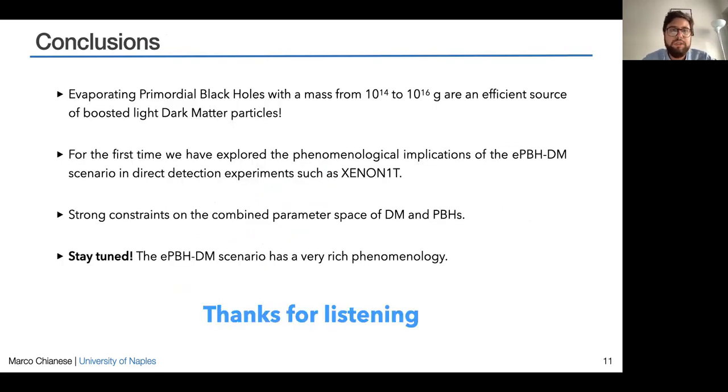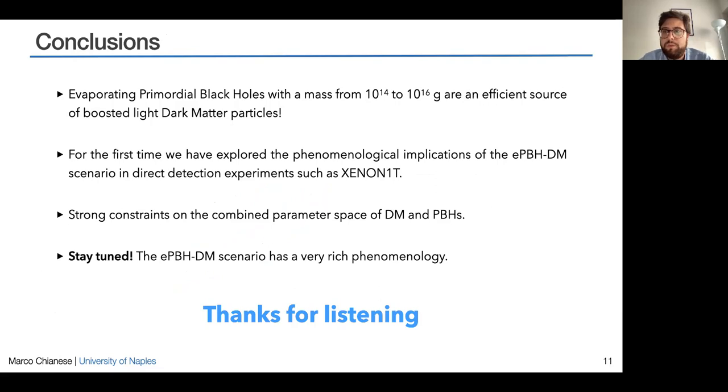So let me conclude. We have pointed out that evaporating primordial black holes with a mass from 10^14 to 10^16 grams are a very efficient source of boosted light dark matter particles today in the present universe. And for the first time, we have explored the phenomenological implications of the EPBH dark matter scenario in direct detection experiments such as XENON1T.